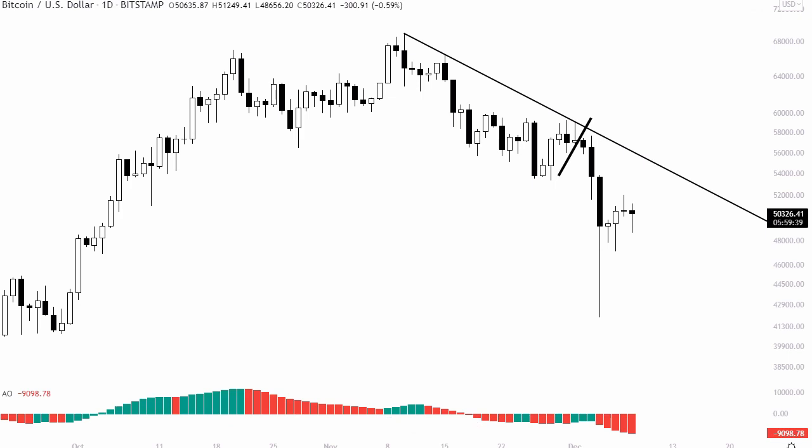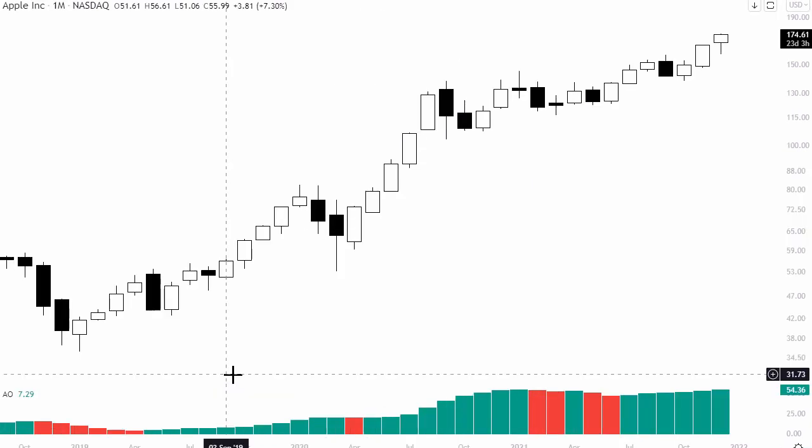Let's move on. Let's take a quick look at the very popular Apple stock. This is the monthly chart.